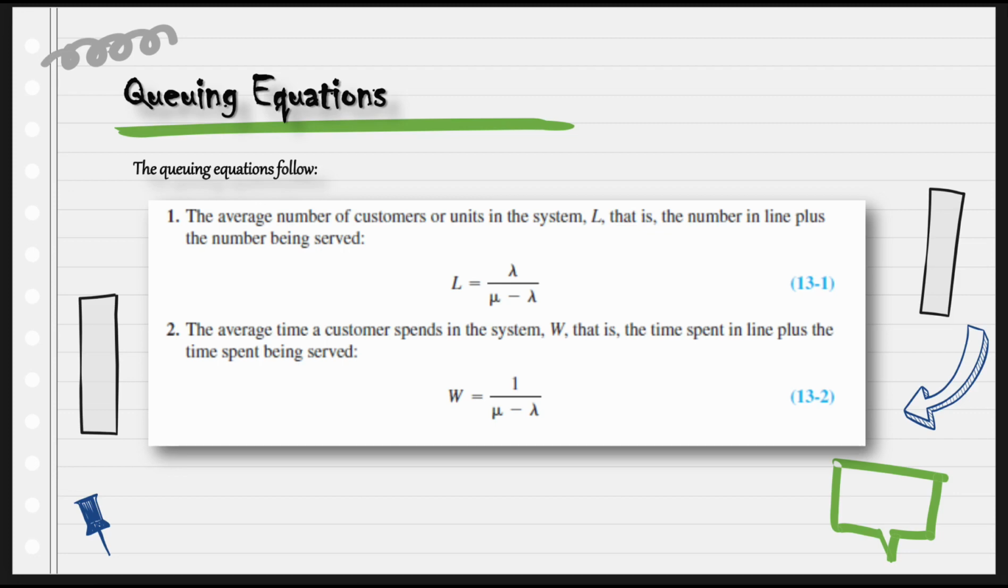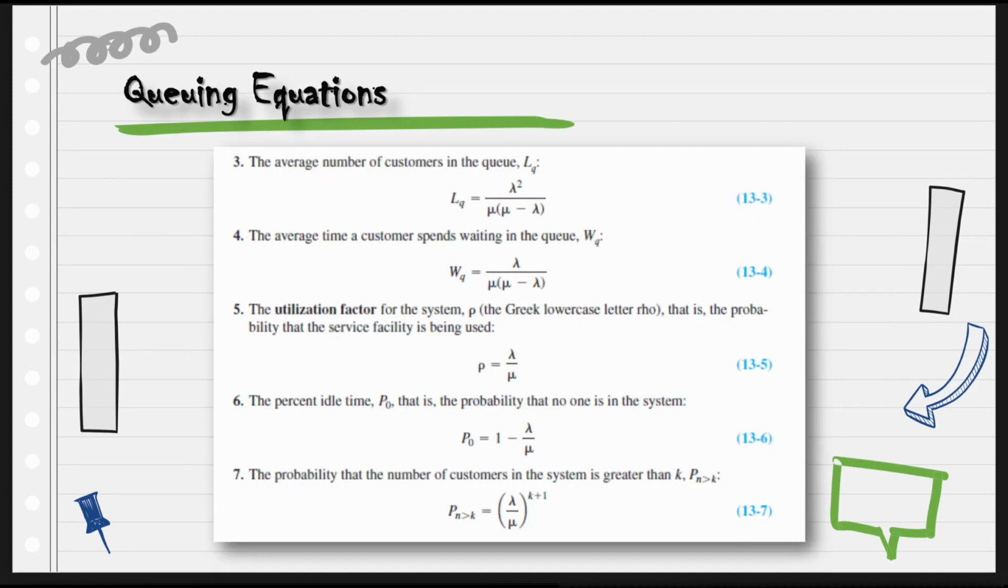Second, the average time a customer spends in the system, W, that is the time spent in the line plus the time spent being served. So W is equal to 1 divided by service rate minus arrival rate. The number 1 here is constant. Third, the average number of customers in the queue, LQ, is equal to arrival rate to the power of 2 divided by service rate times service rate minus arrival rate. Number 4. The average time a customer spends waiting in the queue, or WQ, is equal to arrival rate divided by service rate times service rate minus arrival rate.